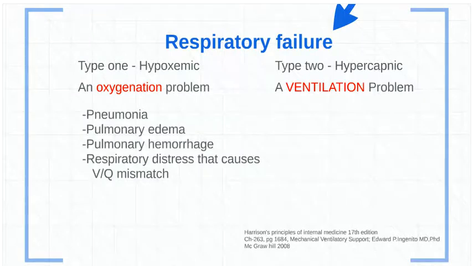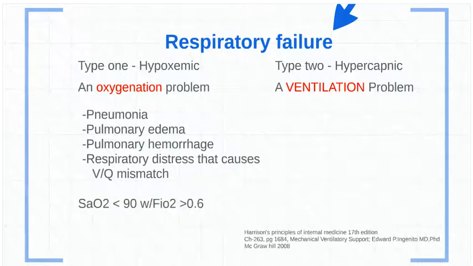Well, if you thought about or answered any of these, you're right. Pneumonia, pulmonary edema, pulmonary hemorrhage, which is kind of the same thing, or any respiratory distress that causes a VQ mismatch. Now that sounds really fancy, but all VQ mismatch means is ventilation perfusion mismatch. That's it. Now, there's some other things that actually come into play with some of these, and these are some vital signs that are pretty important.